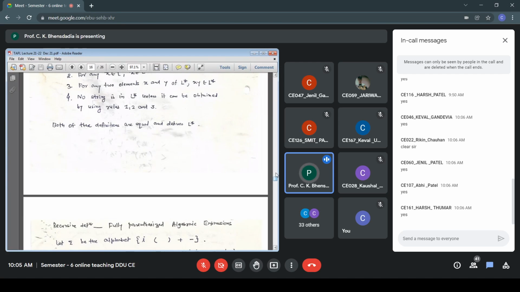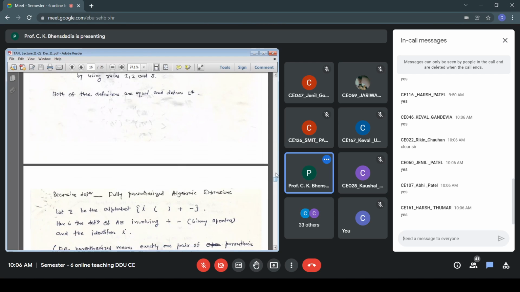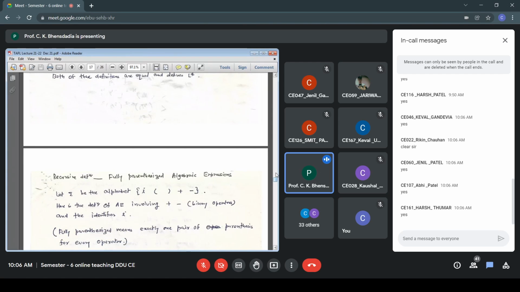Assumption is sigma contains the alphabet. Elements of sigma, there are 5 elements: identifier I, opening parenthesis, closing parenthesis, plus and minus. There are 2 binary operators, plus and minus, 2 parentheses, the opening and the closing parenthesis, and identifier I. So sigma contains only 5 elements. The definition and approach remain the same even if there are a different number of elements in sigma. Just for simplification, the assumption is that sigma, our input alphabet set, contains these 5 elements, and plus and minus are binary operators.